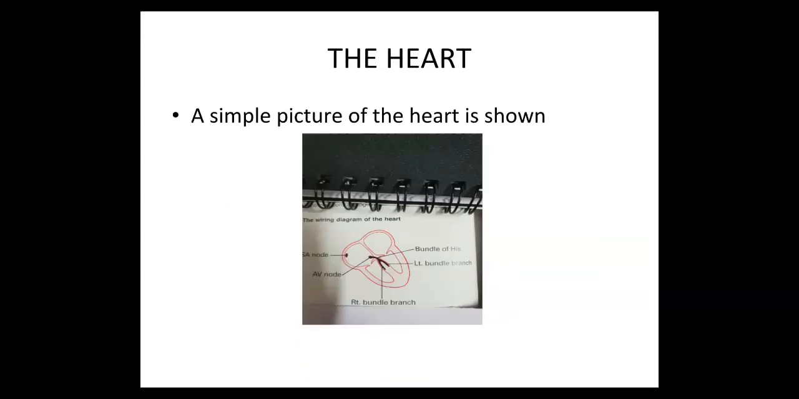The heart. A simple picture of the heart is shown here. The biopotentials generated by the muscles of the heart result in the electrocardiogram, abbreviated ECG. To understand the origin of the ECG, it is necessary to have some familiarity with the anatomy of the heart. This picture shows a cross-section of the interior of the heart.